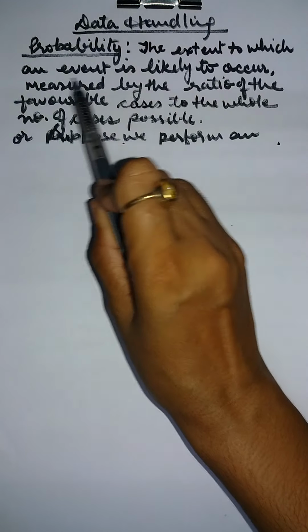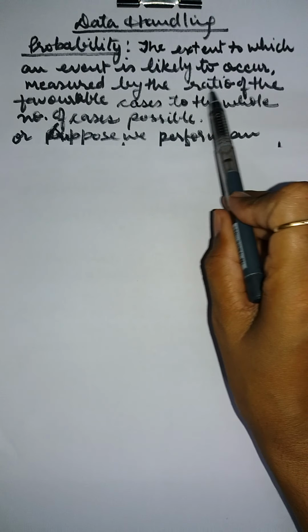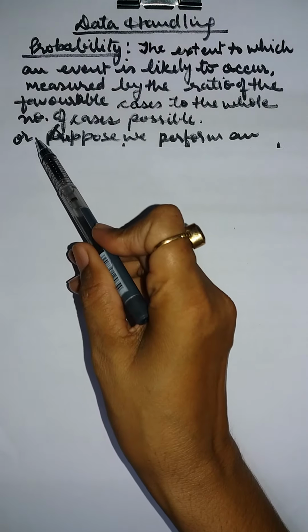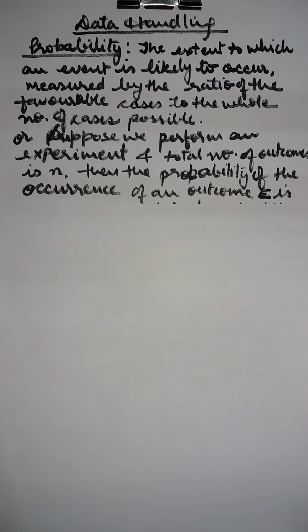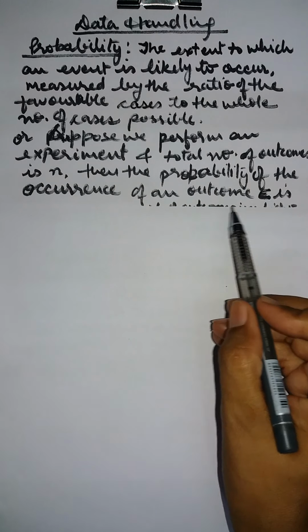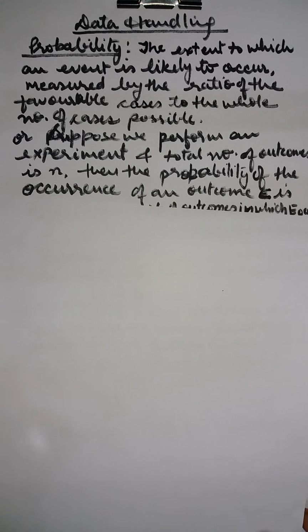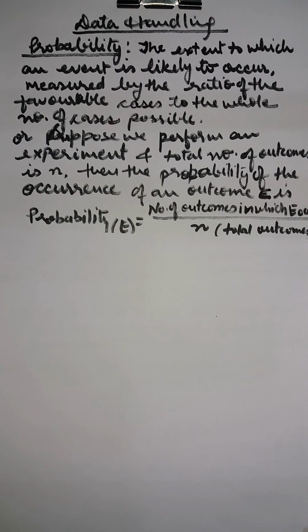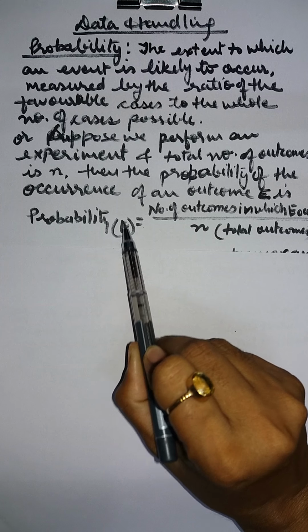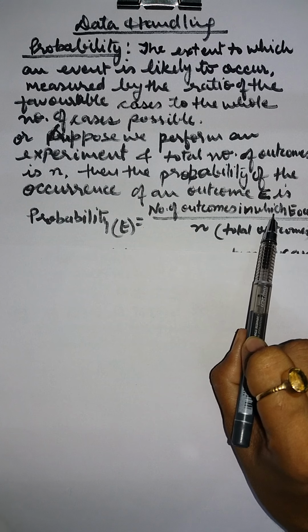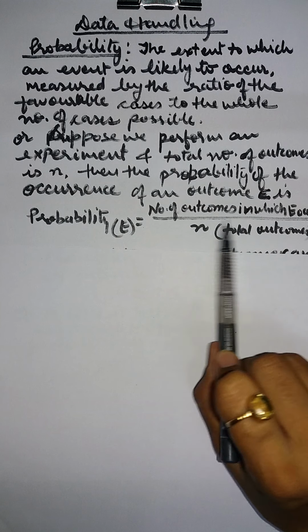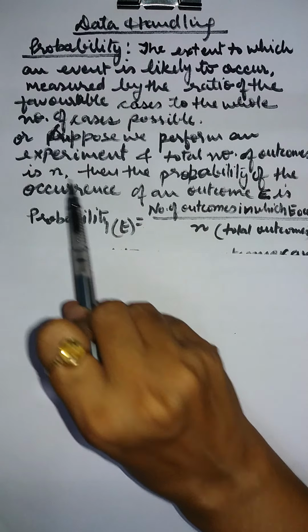The extent to which an event is likely to occur, measured by the ratio of the favorable cases to the whole number of cases possible. Or we can say, suppose we perform an experiment and the total number of outcomes is n, then the probability of occurrence of an outcome E is given by this formula. E stands for event here. That means the number of outcomes in which E occurs, divided by n, the total number of outcomes.